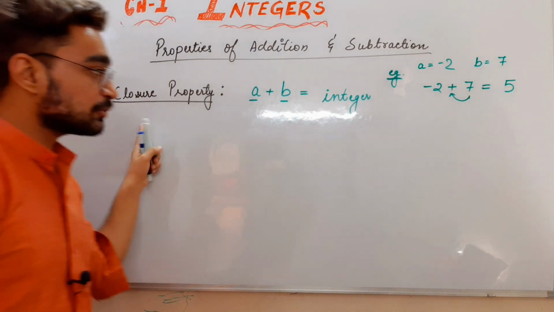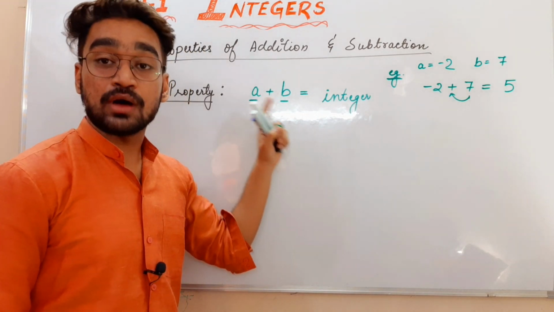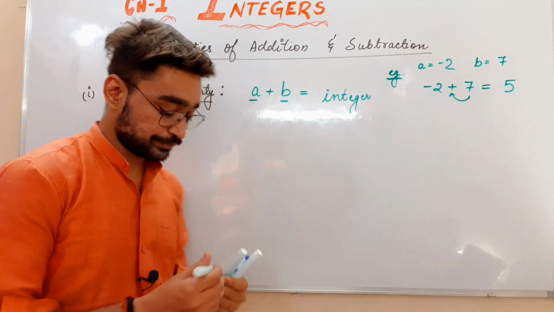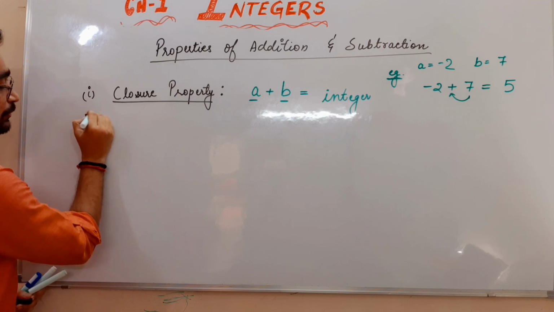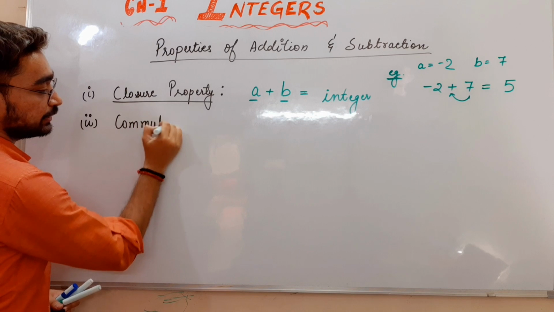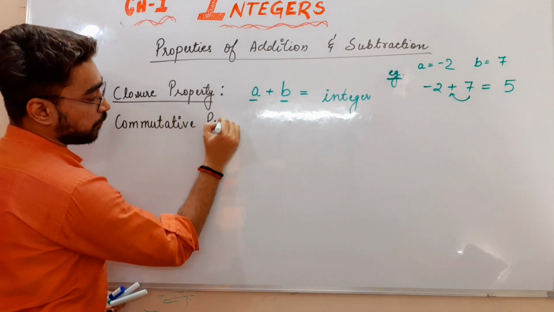I'm repeating again: if a and b are two integers, then after adding them, the result will also be an integer. Very good. The next property is the commutative property.